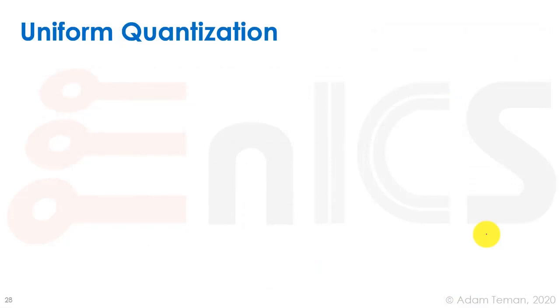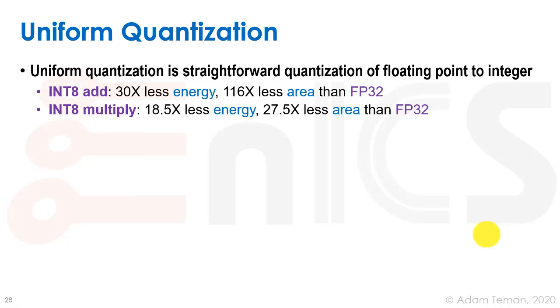So quantization has a lot of tips and tricks, and you have to play around with it a lot and try different things to get it to work very well. But in general, when we use uniform quantization, which is what I showed you on the previous slide, it's pretty straightforward: taking floating point, turning it into integer, and, as we saw with an add, we get 30 times less energy and 116 times less area than a 32-bit floating point. For a multiply, we get 18.x times less energy and 27.5x less area than a floating point 32 representation.